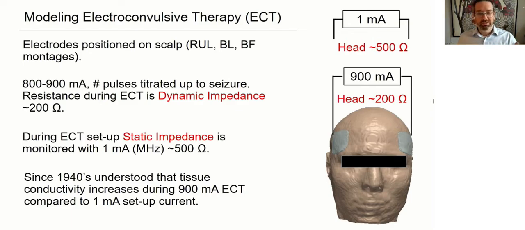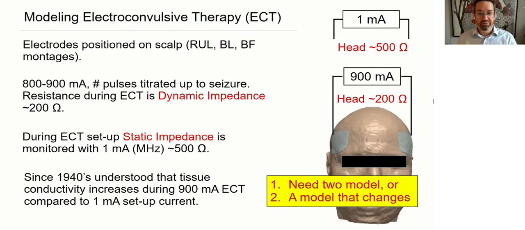And there's two ways to think about it. If you wanted to model it, we would need to make a decision. We'd either need to make two models, one model for 1 milliamp and one model for 900 milliamps, where the head resistance was different. Or we might make a single model, but that model would have to adapt to the current being applied. You would need to look different under 1 milliamp of stimulation versus 900 milliamps of stimulation. And so that's what I'm going to be presenting to you.